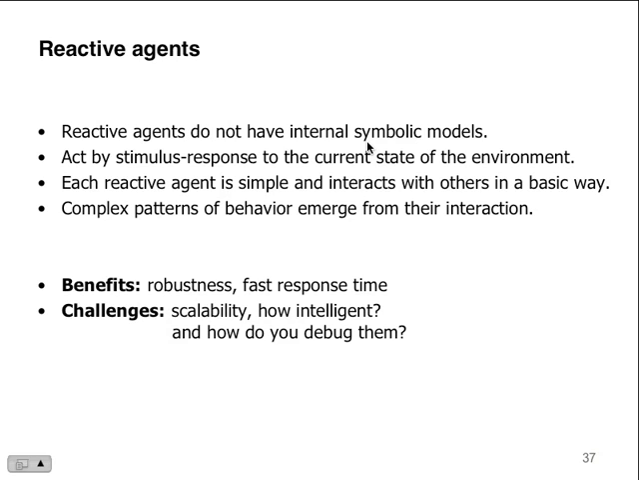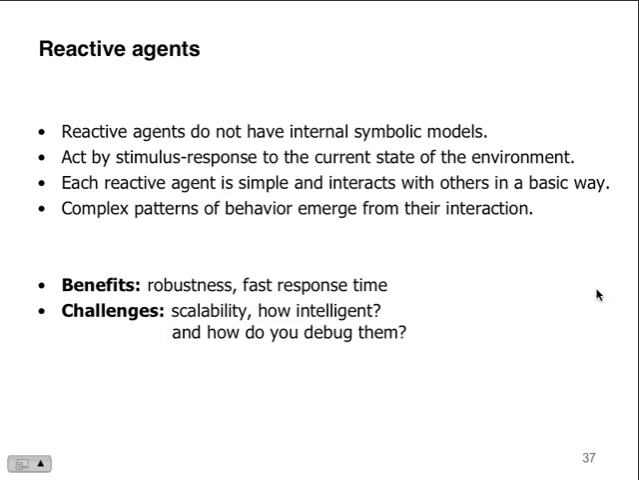Humans have values and morals and models, and we react accordingly. So we get offended or we don't get offended. But intelligent agents don't normally have that on a computer. So you can act by stimulus response to current events. That means reactive. The reflex and the reactive are very similar in terms of what happens. Reflex is supposed to be automatic. Reactive is supposed to be towards a trained, conditioned environmental factor. Each reactive agent is simple and interacts with others in a basic way, so complex patterns of behavior emerge from the interaction.